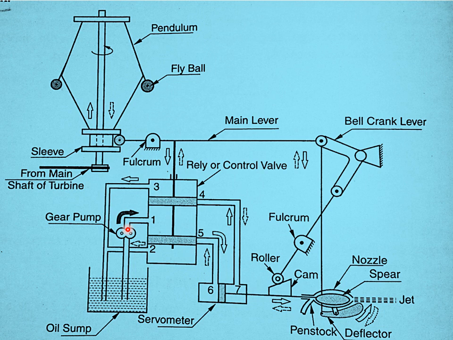Now we will discuss the working of this mechanism. So when the load on the turbine decreases, the speed of the turbine will increase, and due to the increase in speed, the sleeve moves upward. In this diagram, the solid arrow shows the case of load on the turbine decreasing and speed of the turbine increasing. So the sleeve moves upward, then the fly balls of the governor move upward, and due to this upward movement of the fly balls, the main lever of the bell crank lever moves upward.